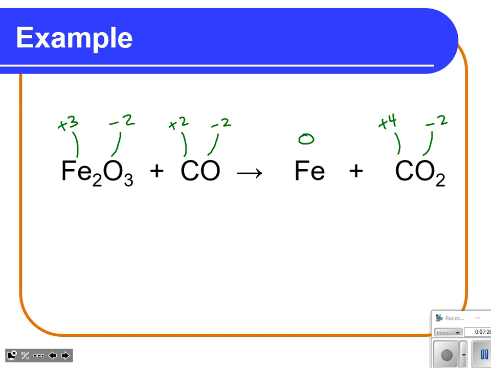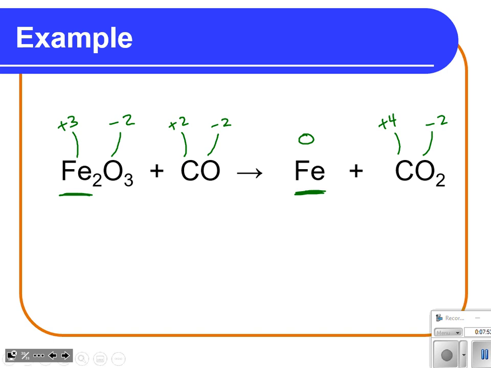So I have put my oxidation numbers with each one of the atoms involved, and I need to identify what is being oxidized and what is being reduced. Well, as I'm looking here, I see that iron on the product side of my reaction is 0, and iron on the reactant side is +3. Okay? So iron is one of my changes.